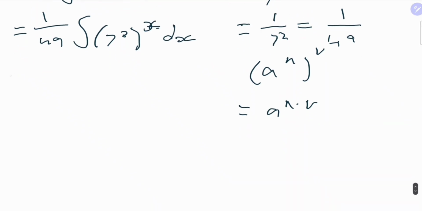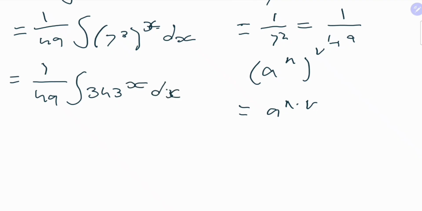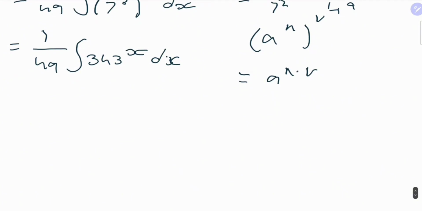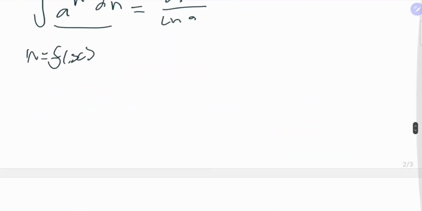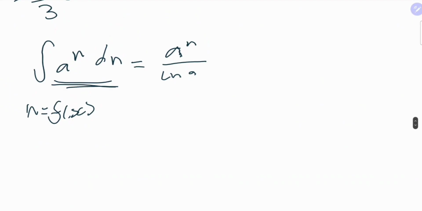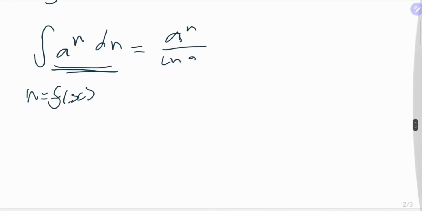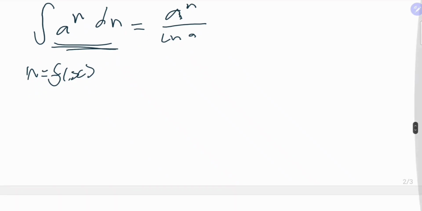dx. And we'll simplify this to 1 over 49, and then the integral of 7 to the 3rd, which is 343, and that's to the power of x. Great. So now we've got something that sort of resembles what we have here. So we're going to use that to our advantage to get our answer. Okay, let's do this.